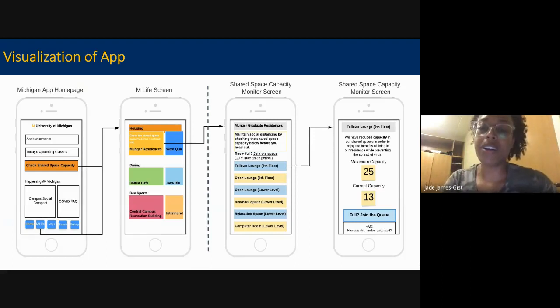After the dotted line, we visualize the two new screens that would be put on the app. After you click on your residence hall, you could scroll through and choose which shared space you'd like to view. Then on the final screen, you could see the maximum capacity of the space, the current capacity of the space, and you have the ability to join the queue.